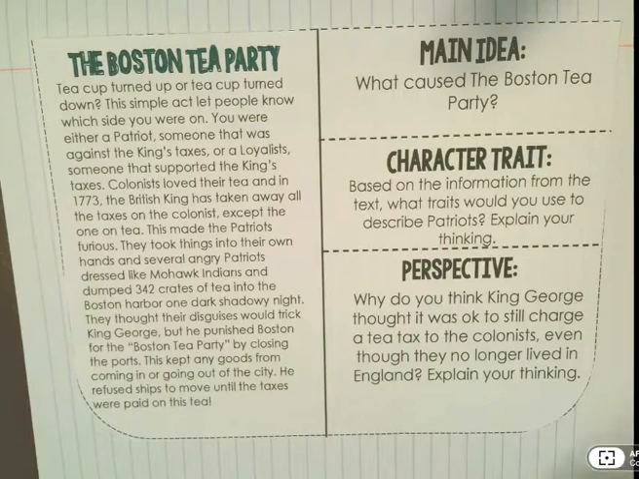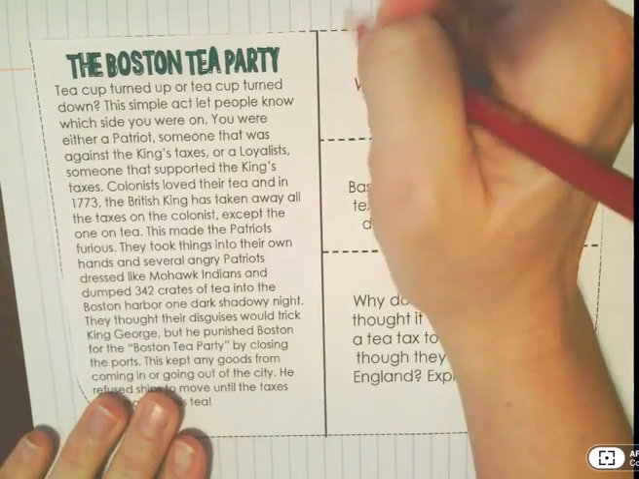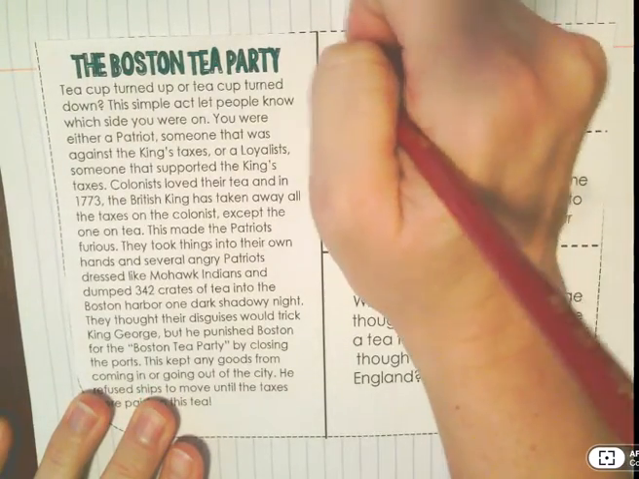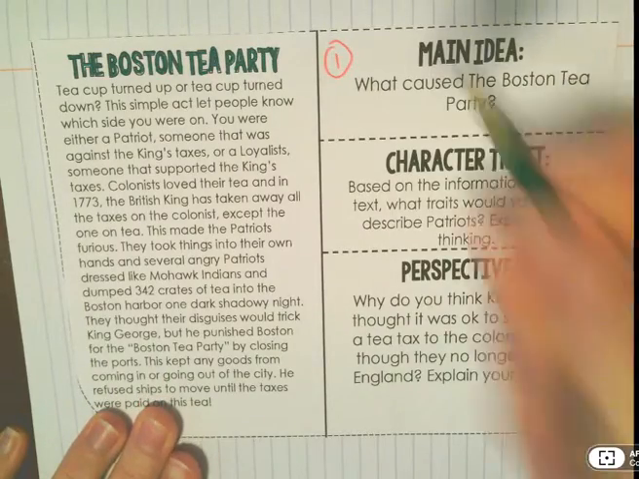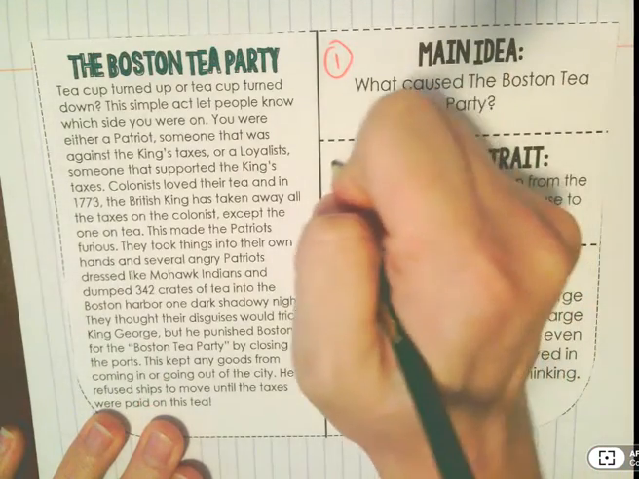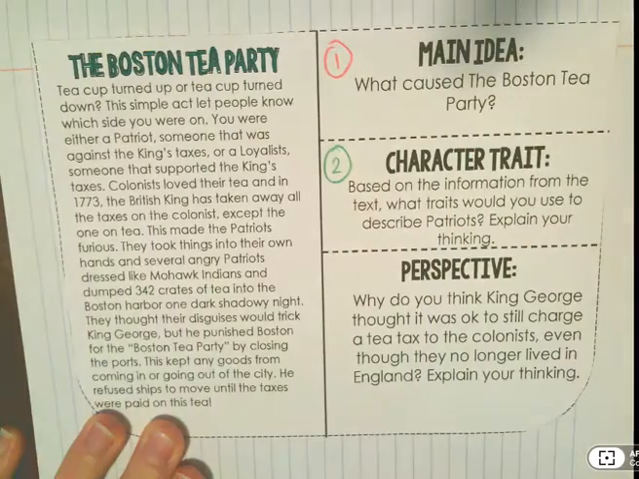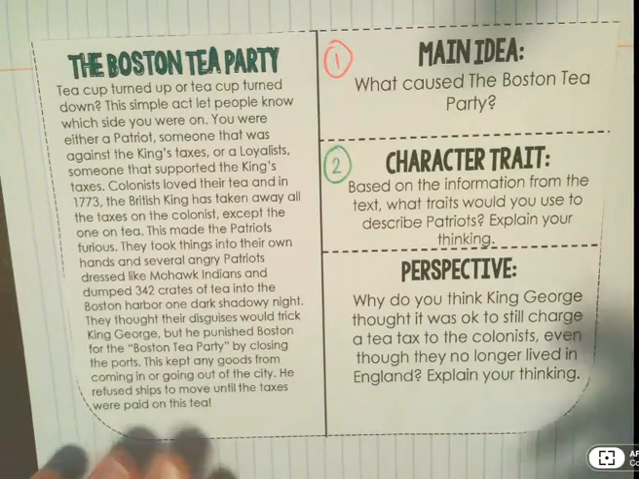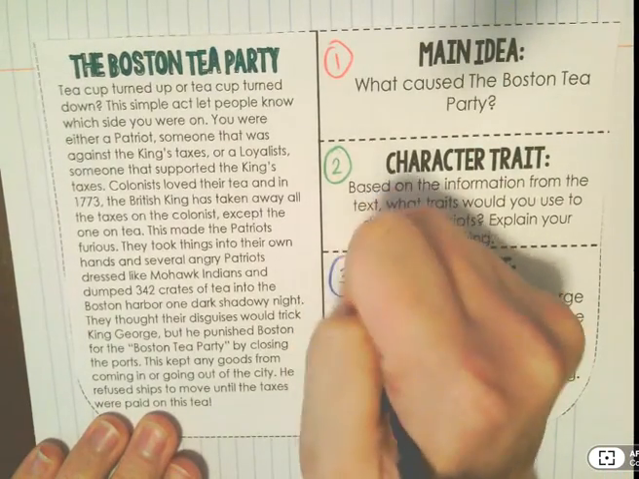All right, so we're going to use 3 colored pencils. I'm going to use blue, green, and red. You can use what colors you want, but as you're looking for things in the passage, you'll obviously want those colors to match. For main idea, I'm going to use red today. And then for character trait, we'll use the green. And for our perspective, we will do our blue.